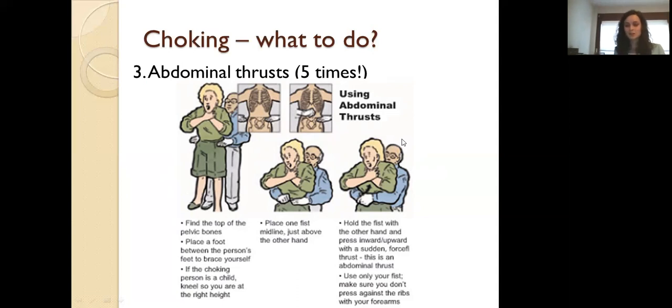So you understood? You find the pelvic bones in the midline, one hand, and with the other hand, you grab the other hand and you go inwards and upwards. Very hard. Don't do this really at home because you can break a rib or something to someone. So only do it if someone is really choking and if the back thrusts didn't work. This is a last resort because there is a high risk of breaking a rib.